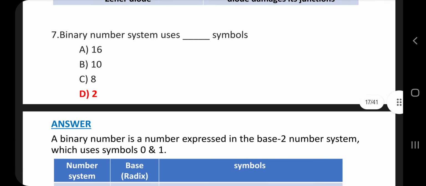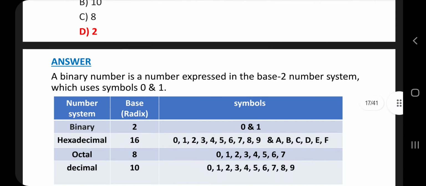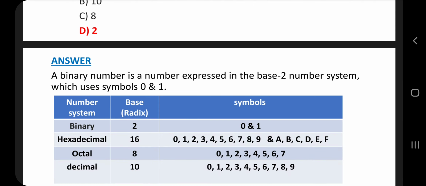Question number 7. Binary number system uses dash symbols. Answer is option 2. A binary number is a number expressed in the base 2 number system, which uses symbols 0 and 1.